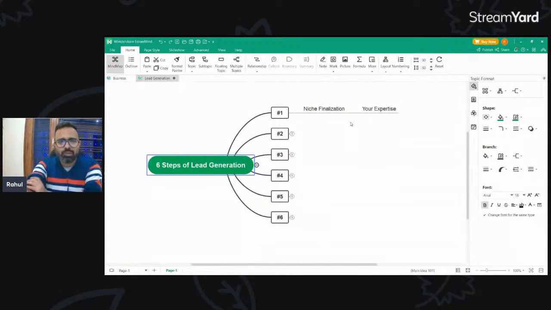So what is niche finalization? See, if we are talking about lead generation, that means you must have a business. Else, where will you be taking those leads from, right? The question of leads never arises if you don't have a business. So, how do you create an online business? How do you create a coaching business, for example, or an info business?